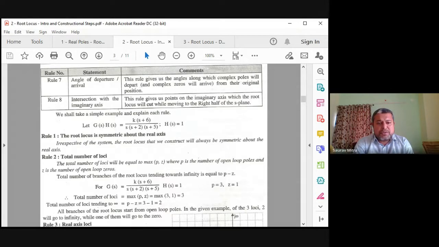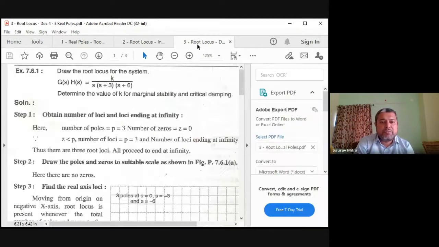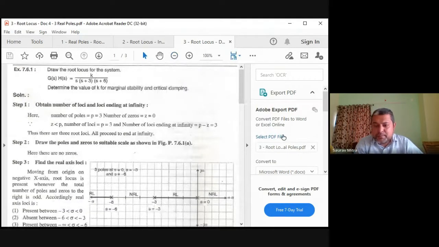Now with respect to this numerical, GSHS equal to k into s plus 6 by s into s plus 2, s plus 5, let us not do this numerical now, because here they are giving us a zero. So let us do it with respect to the numerical we had seen last day. So let us solve this numerical. This is the first time, everybody please concentrate, because this is the first time we are solving a complete numerical with respect to root locus from the book.